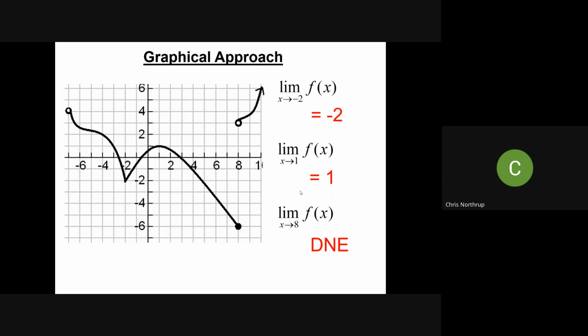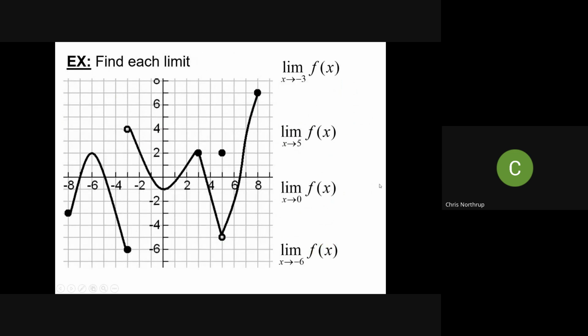Okay, so that is a graphical approach at finding some limits. If you want some more practice, take a second and pause the video here. See if you can figure out what those limits are going to be. And in 3, 2, 1, here are the answers to those, so you can check your work if you need to. Next, we'll take a look at a numerical approach.